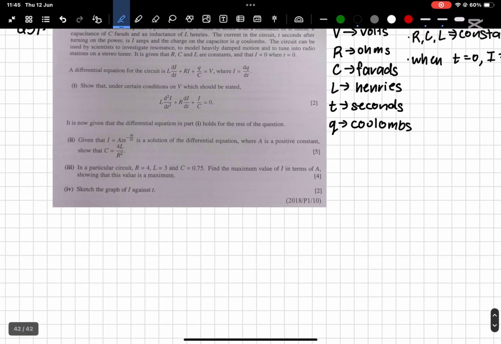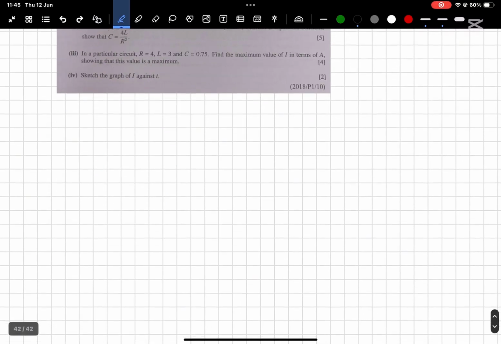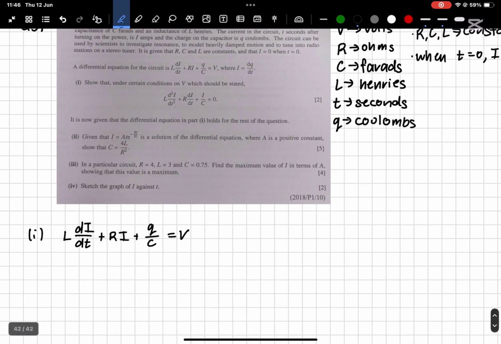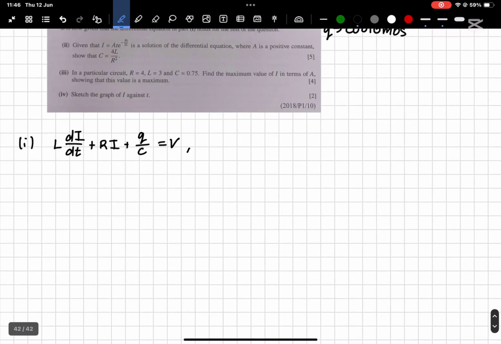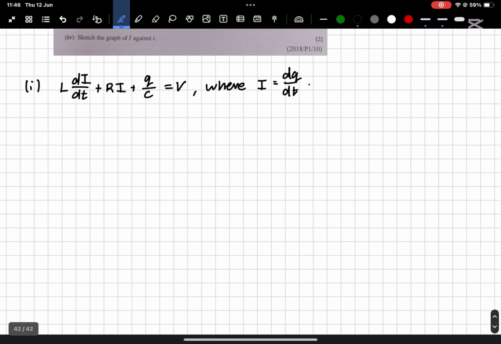The first part is actually pretty easy. You're given this differential equation, so I'll write it down over here: L di/dt plus Ri plus Q over C equals V. So that is your differential equation. Another important piece of information to use in the first part is that I equals the rate of flow of charge, dq/dt.